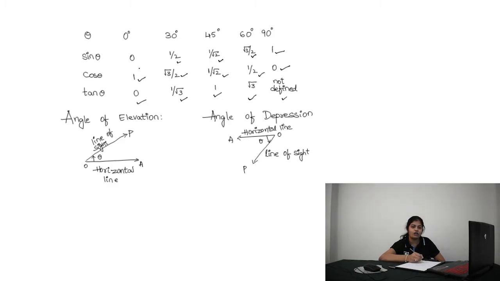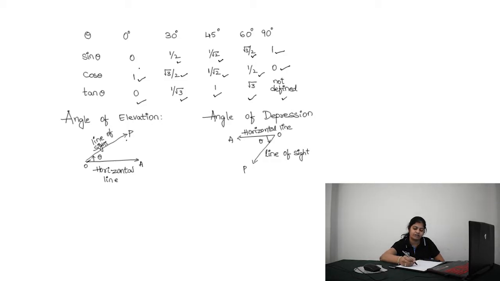Now, angle of elevation. If a man looks up at an object P from O, which is placed above the level of his eye, then the angle which the line of sight makes with the horizontal O is called the angle of elevation of P as seen from O.